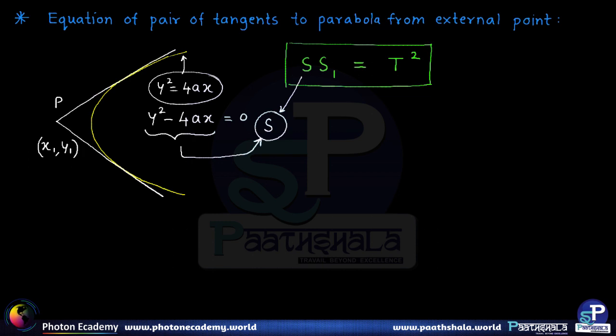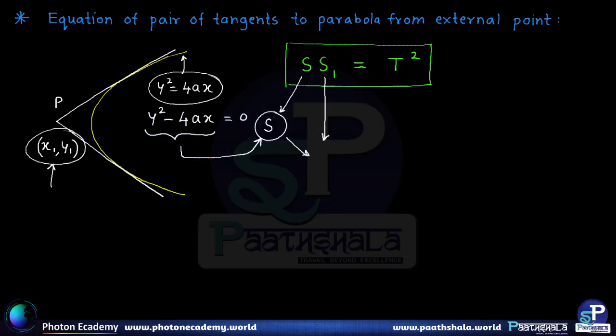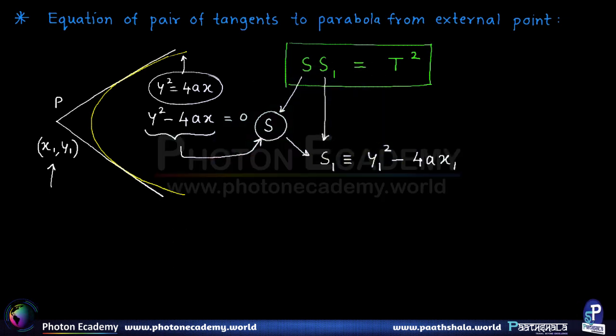Now when we consider S1, S1 is nothing but the value of S in which the point x1, y1 is substituted in place of x and y. Wherever we have x and y terms, we merely replace them with the x and y coordinates of the external point P. Remember the point is external to the parabola, it's not lying on the parabola. So clearly S1 would correspond to the expression y1 square minus 4ax1.